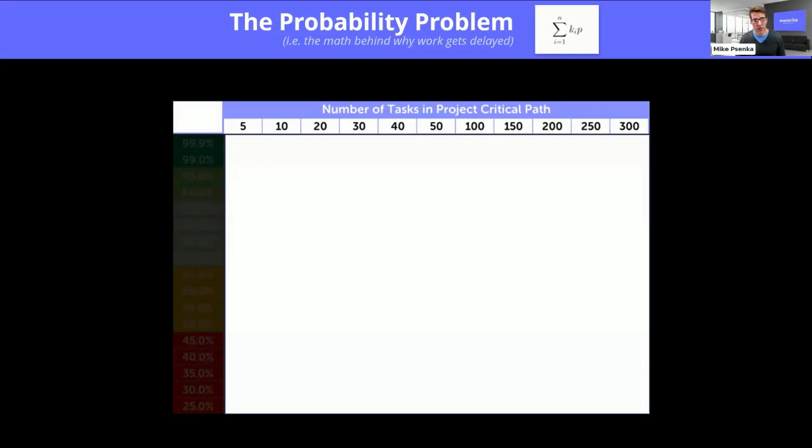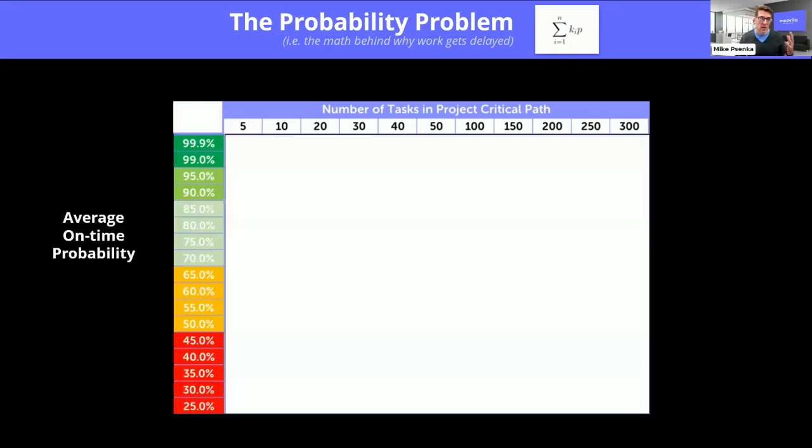So if we think about analyzing the probability of on-time delivery of a project, we have our tasks on the critical path across the top. On the y-axis, we have the average on-time probability of our team, right? What's the probability in general that everybody gets their work done on time? Is that 70%, 90%? In many cases, when we're working in projects with customers and their dependencies, very rarely are they 90, 95% reliable.